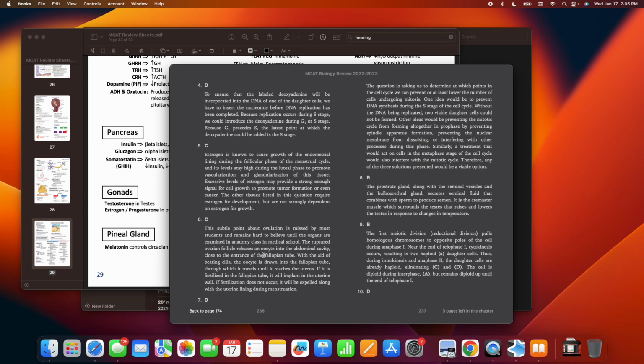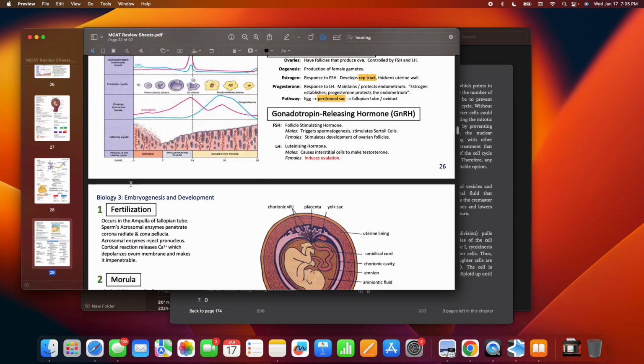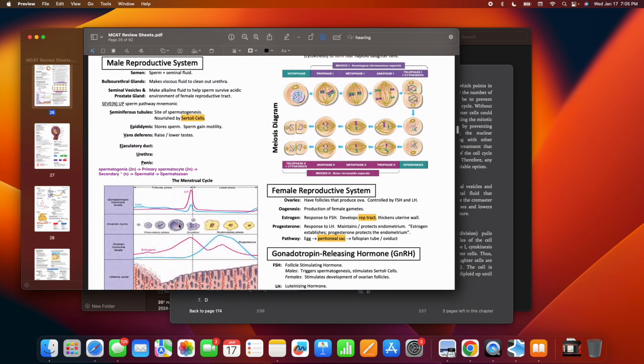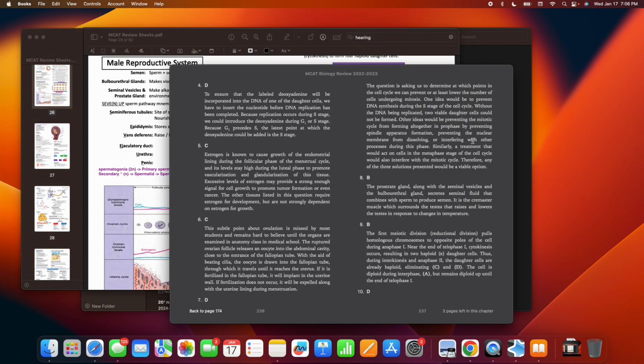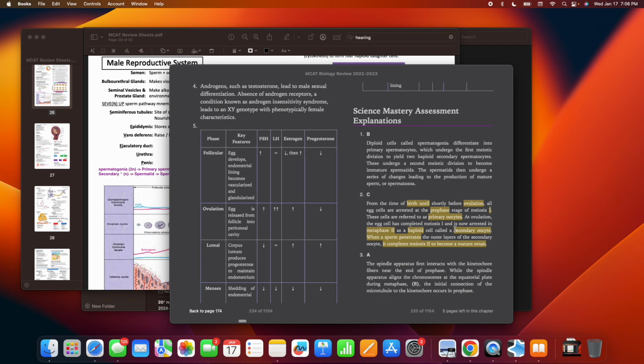So we had the picture here. Let's look at it again. We have the ruptured follicle here during ovulation that releases the oocyte. Is this the primary oocyte or the secondary? It is the secondary oocyte, as we had it here, right? It's called the secondary oocyte at ovulation.